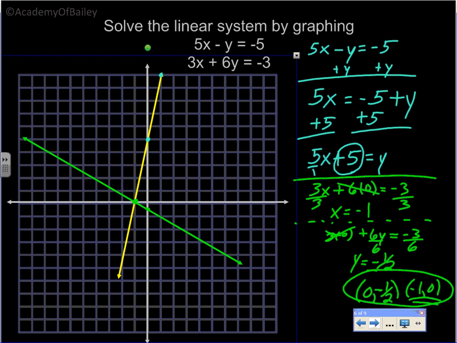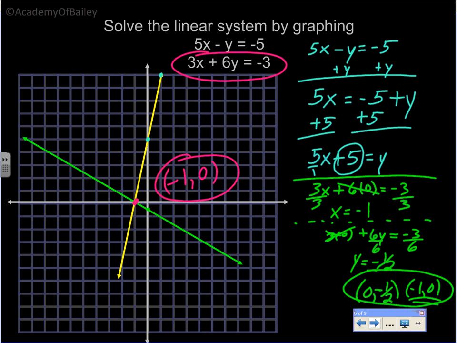Yeah, that'll be the intersection point. So that intersection point was negative 1, 0. What else could you have done here? You could have changed it to slope-intercept form. Subtracted 3x from both sides, and you're left with 6y is equal to negative 3x minus 3, and then divide everything by 6.